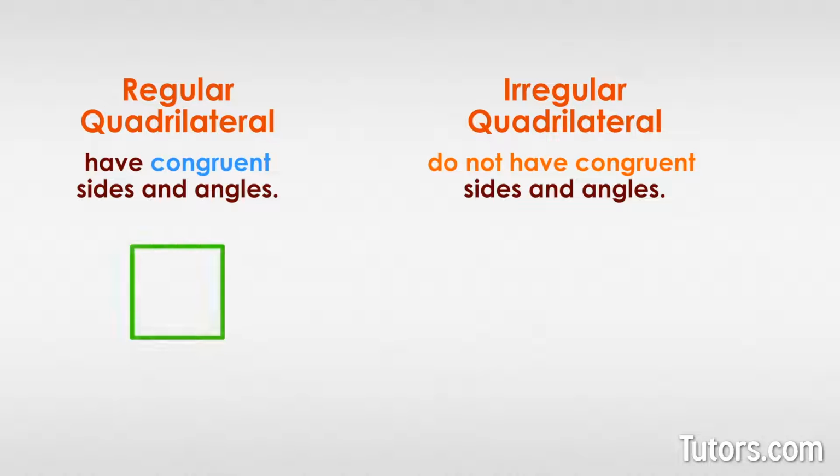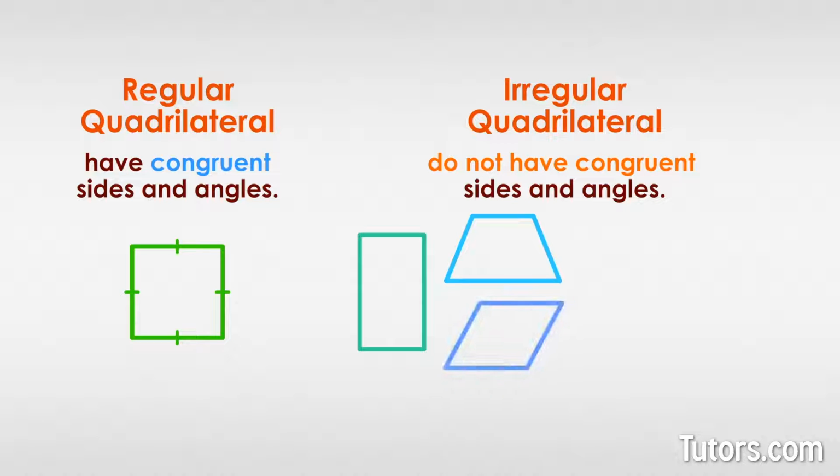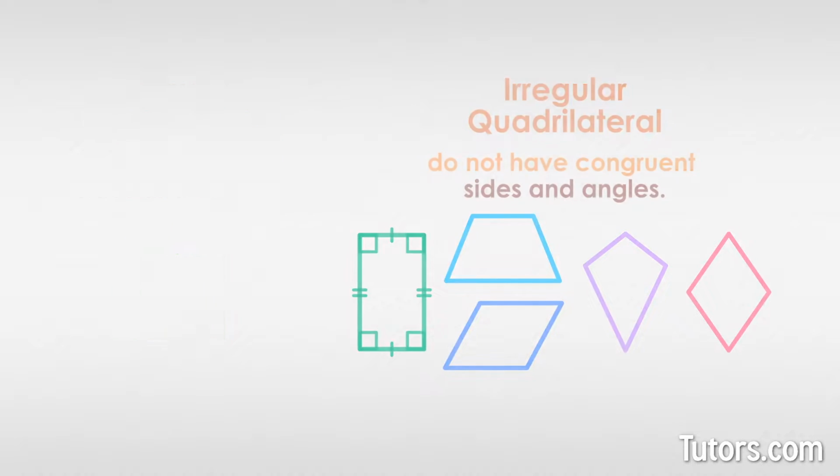The square is the only regular quadrilateral on our list. All the others are irregular quadrilaterals because they do not have congruent sides and congruent angles. A rectangle may have four 90-degree interior angles, but it does not have four equal-length sides. So, it is an irregular quadrilateral.